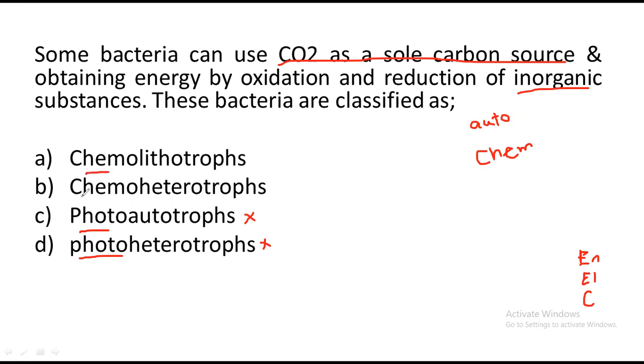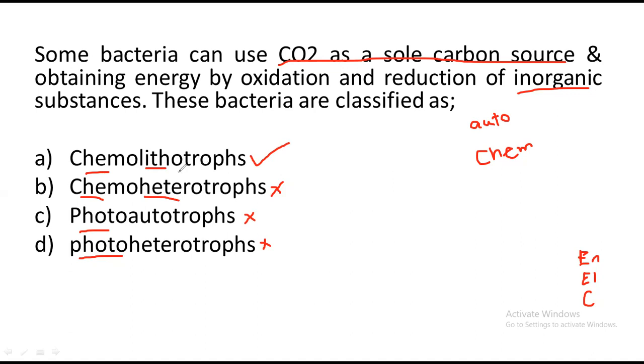Now here is chemo and chemo. So now look, they are using CO2 as their sole carbon. And for CO2 as the sole carbon, there will be autotroph, not heterotroph. So here is heterotroph, which means they are using organic or inorganic molecules as their carbon source. So this is also not our choice. The last one is now suitable for our choice, because they are using inorganic molecules as their energy source and inorganic molecules as their electron source, and these are autotrophs.